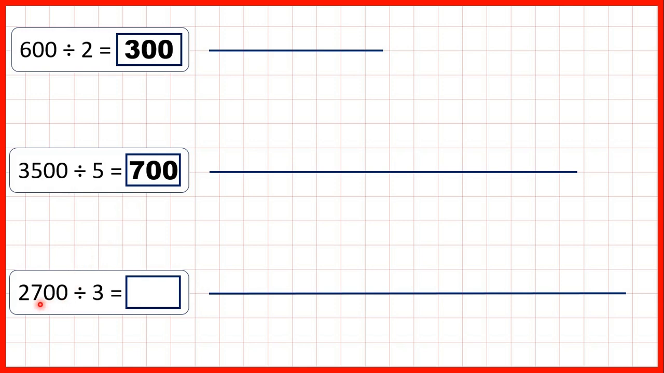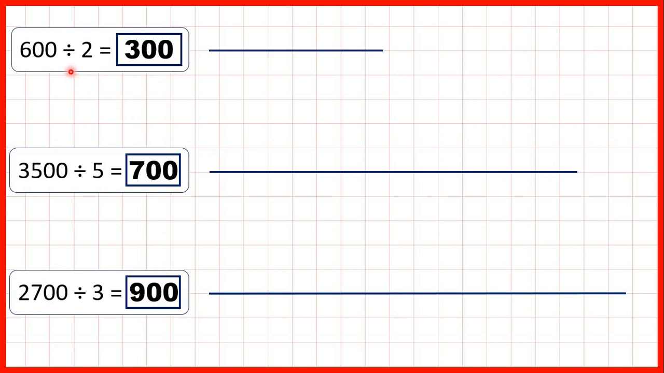So now 2,700 divided by 3. That's 900, because 27 divided by 3 is 9, because 9 times 3 is 27, and again we need two end zeros in our answer.